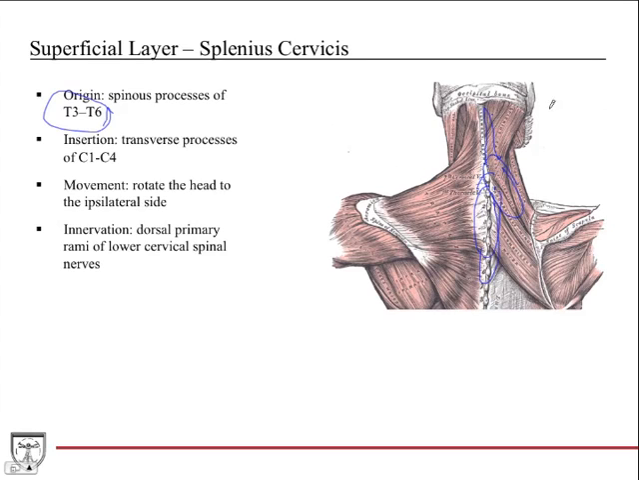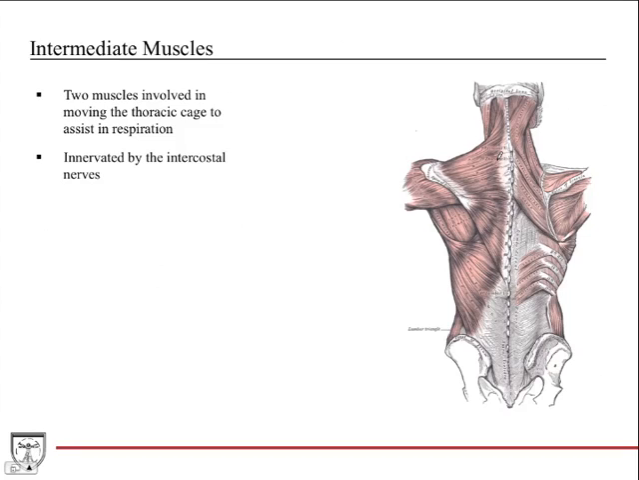Again, it has the same movement as the splenius capitis: when it contracts, it rotates the head to the same side, or the ipsilateral side. And again, dorsal primary rami of lower cervical spinal nerves. That makes sense. It's in the lower cervical region, so it's going to receive the lower cervical spinal nerves, dorsal primary rami. Now, let's get into the intermediate muscles.